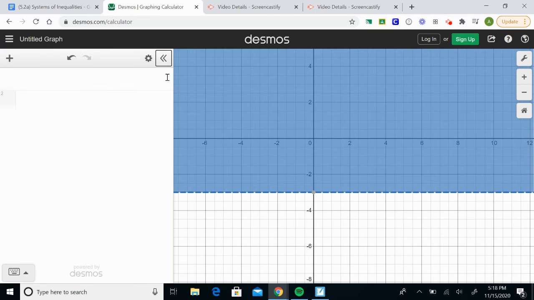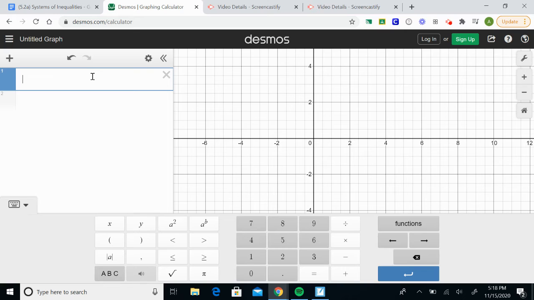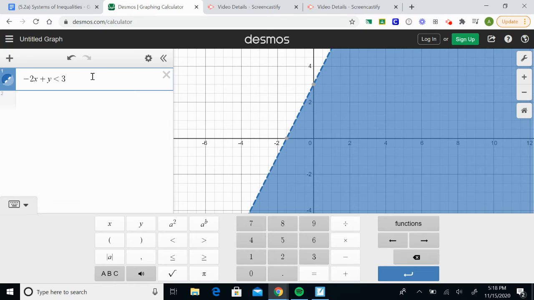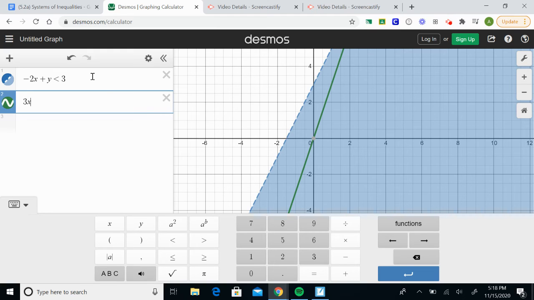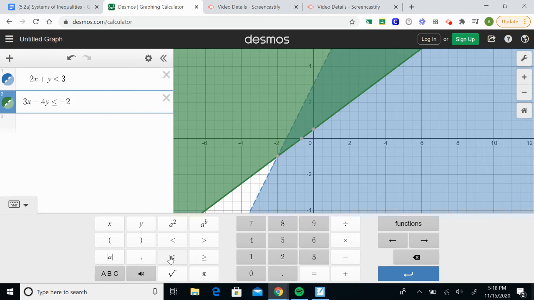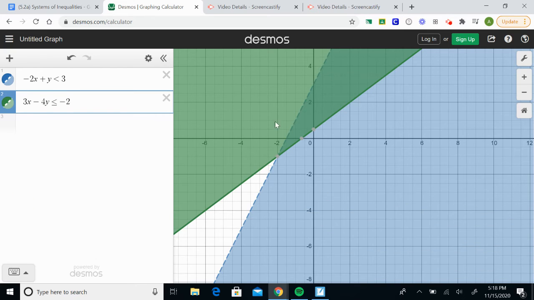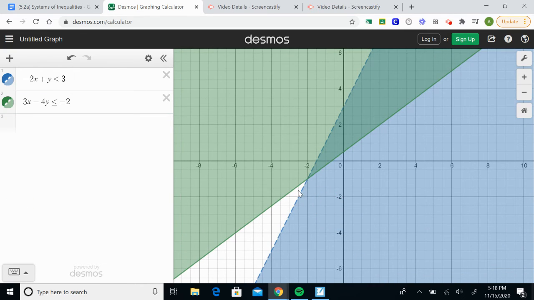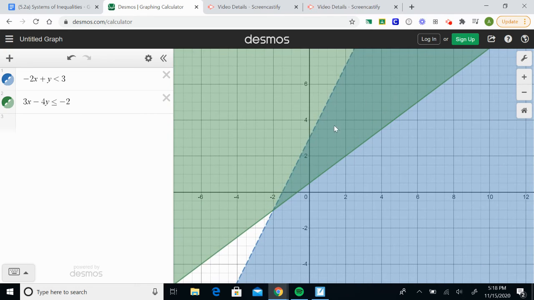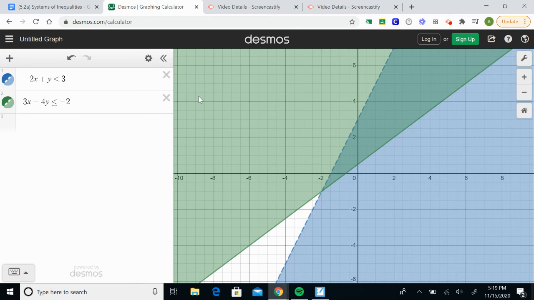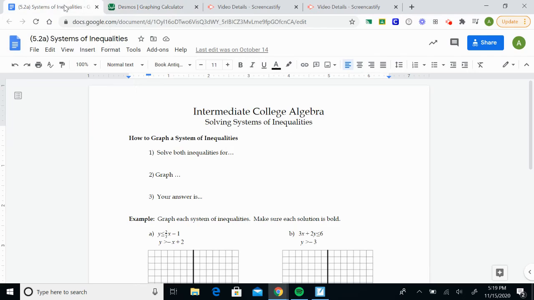Okay, let's do our next example. Next, we have -2x plus y is less than 3, and 3x minus 4y is less than or equal to -2. All right, here are my two graphs. Again, we have a dash and a solid. The double shaded area in between here would be where I have my answers, my solutions. And you need to make sure your graph is accurately drawn.